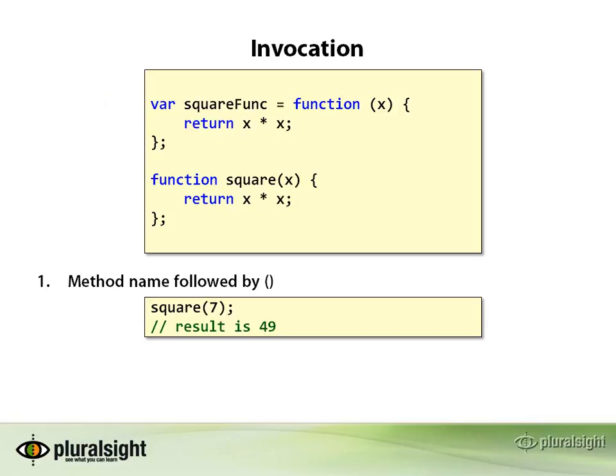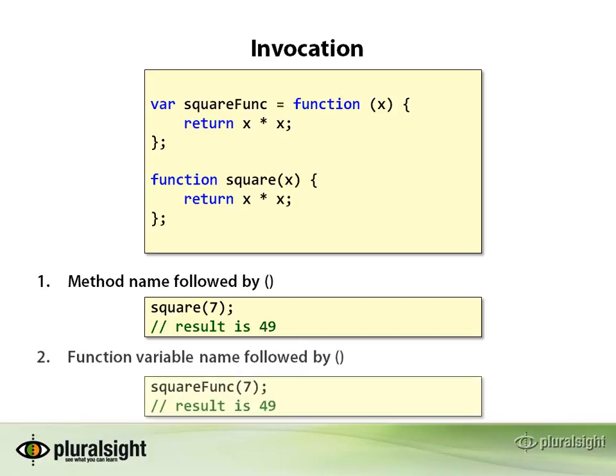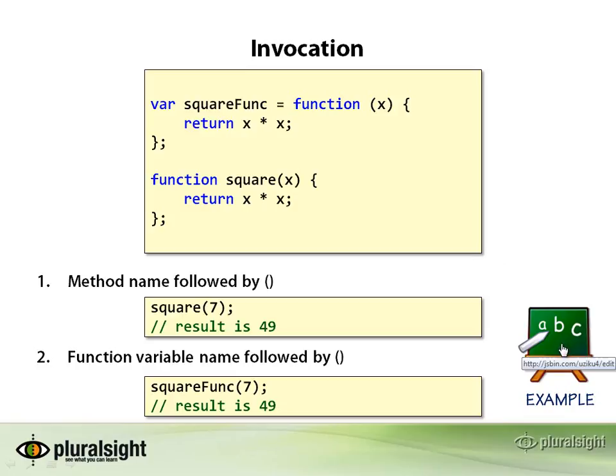The other function declaration, squarefunc, is executed by calling the function, the variable name followed by parentheses. Very similar. So if we called squarefunc and passed 7, then again we would get the result 49. This is probably familiar. It's the same way that lambdas are invoked in C#. Take a look at an example.